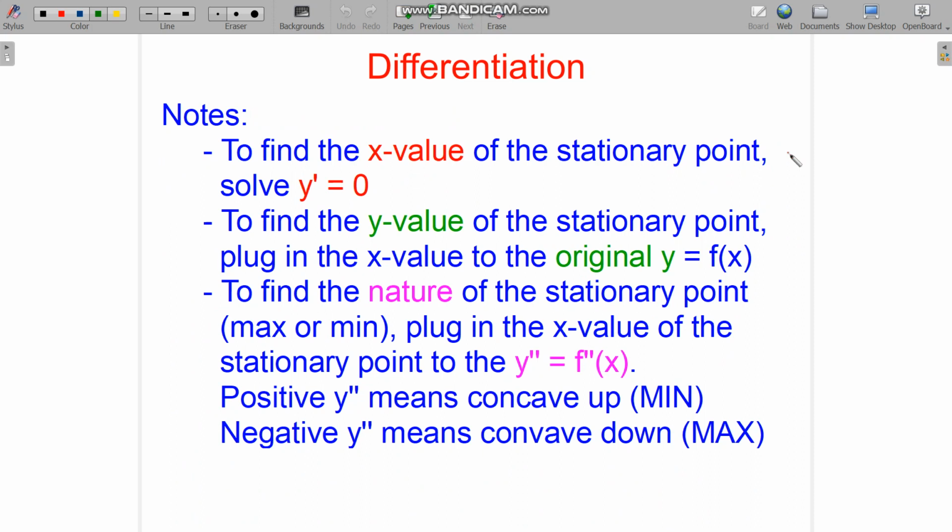So to find the x value of the stationary point, we use y prime equals 0, we solve, we get the x values of the stationary points. To find the y value of the stationary points, we plug in the x value to the original. So we use the original to find the y coordinates. We use the y prime to find the x value of the stationary points. To find the nature, we can use the number line or the sign diagram, or we can use the double prime. Double prime positive means minimum, double prime negative means maximum.